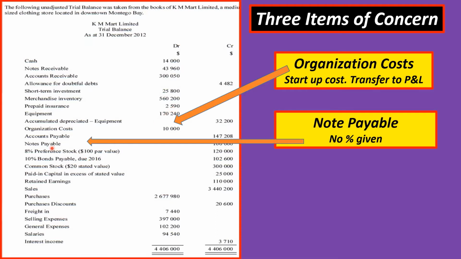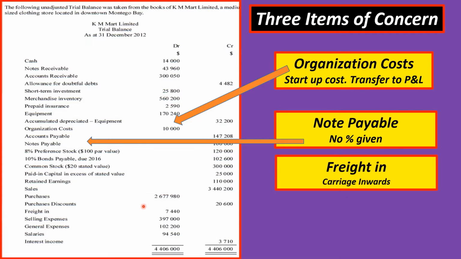If you notice, they do not have a percentage given here, and none is given either in the additional notes, so you don't know what to do with it, whether to calculate interest, how much interest, or whatever. And the final item is freight in, a name for an account that most CSEC students or POB students would come across as carriage inwards.